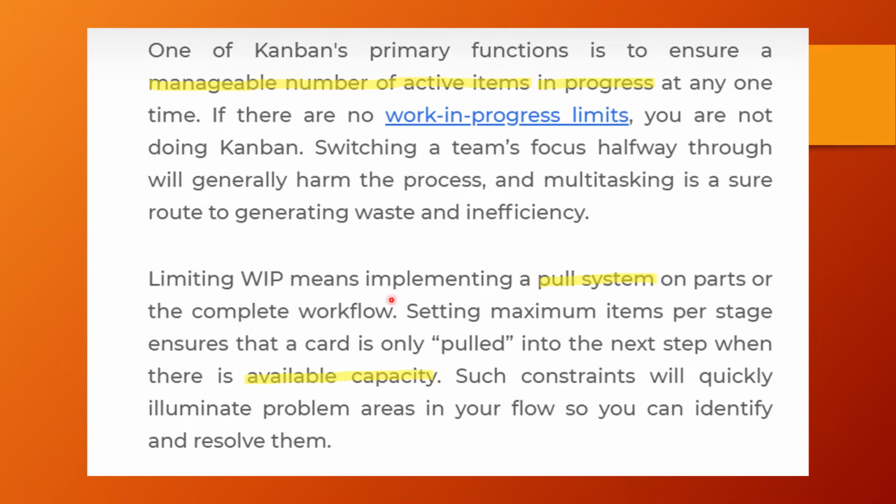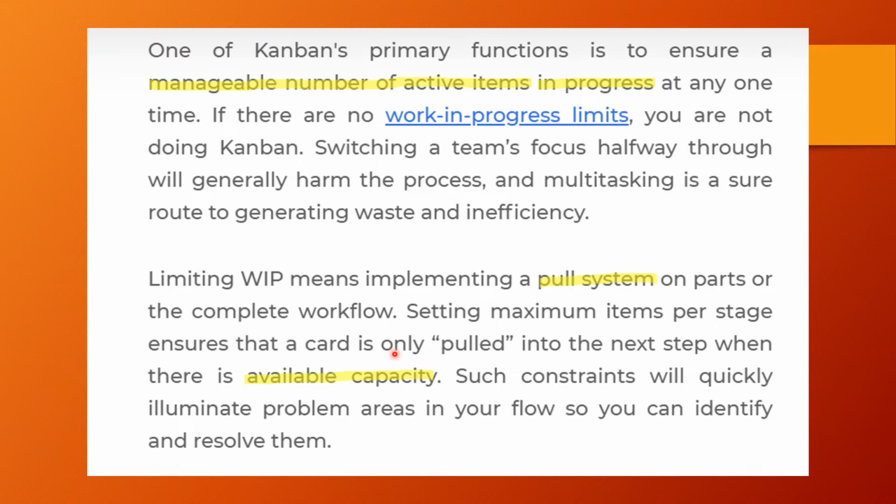So limiting WIP means implementing a pull system on parts or the complete workflow. You can implement WIP on the entire workflow or on certain columns. Setting a maximum number of items per stage ensures that work is only pulled into the next step when there is available capacity, right? In the previous slide we saw that the WIP limit was kept at 3, right? So only when capacity is available will they pull the next record.